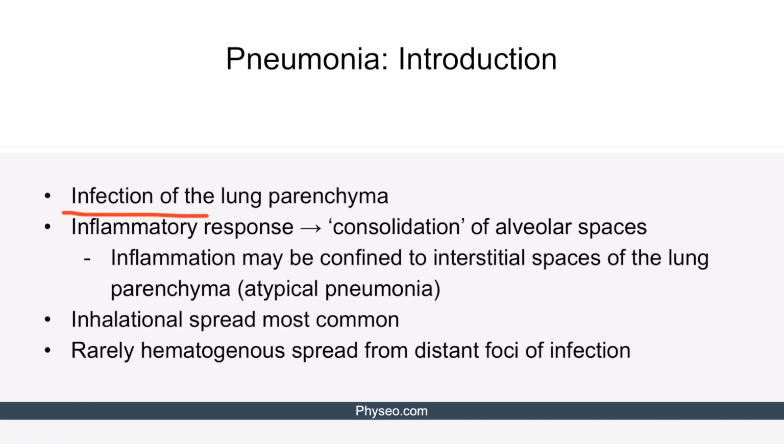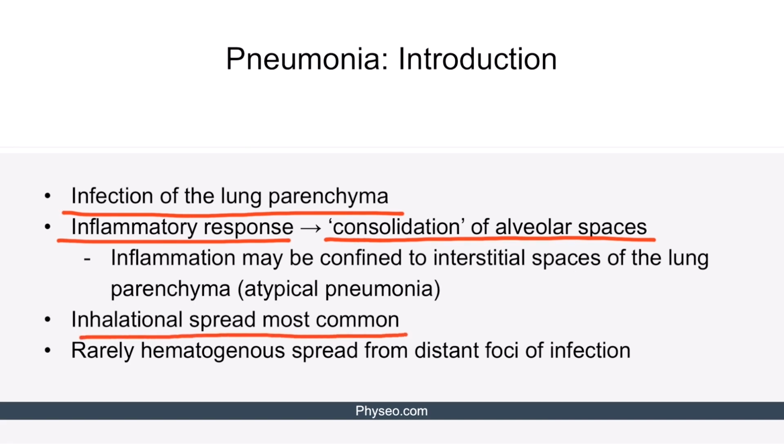Pneumonia is an infection of the lung parenchyma. The inflammatory response in pneumonia classically leads to leakage of edematous fluid into the alveolar spaces, so alveoli become filled with fluid, known as consolidation of alveolar spaces. However, in some cases, inflammation is confined to the interstitial spaces of the lung parenchyma, which, as we'll discuss later, happens in atypical pneumonia. Pneumonia is mostly acquired by inhalation of respiratory pathogens, so inhalational spread is the most common mode of transmission. Rarely, hematogenous spread from distant foci of infection also occurs.